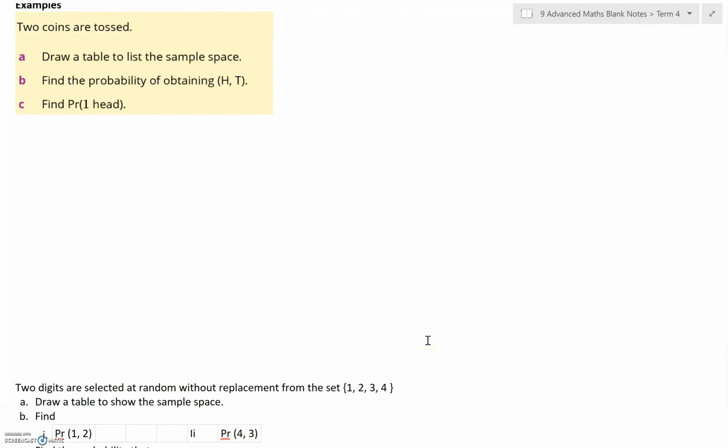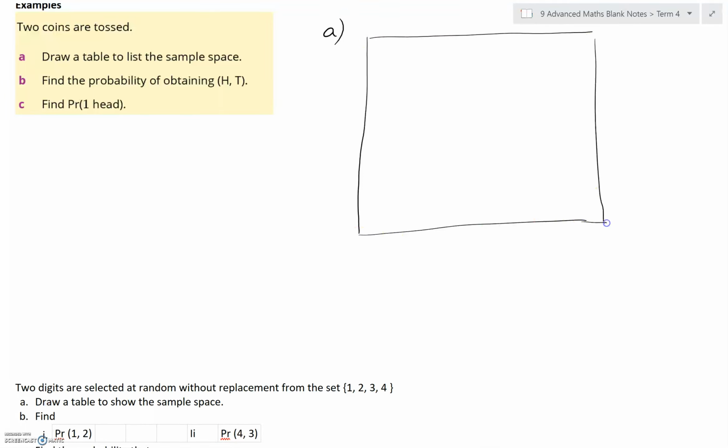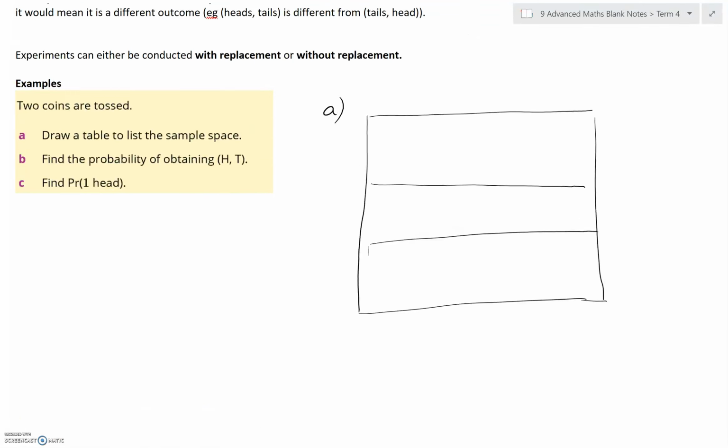So 2 coins are tossed, draw a table to list the sample space. Now a table to list the sample space is literally just a table. How many elements you put in it depends on the question. I'm just going to put this many.